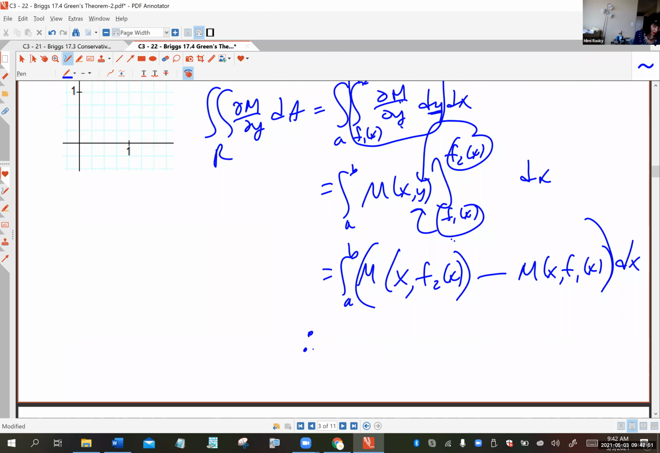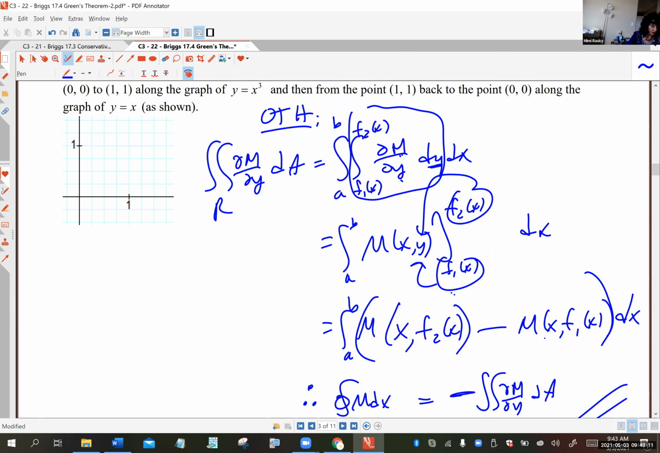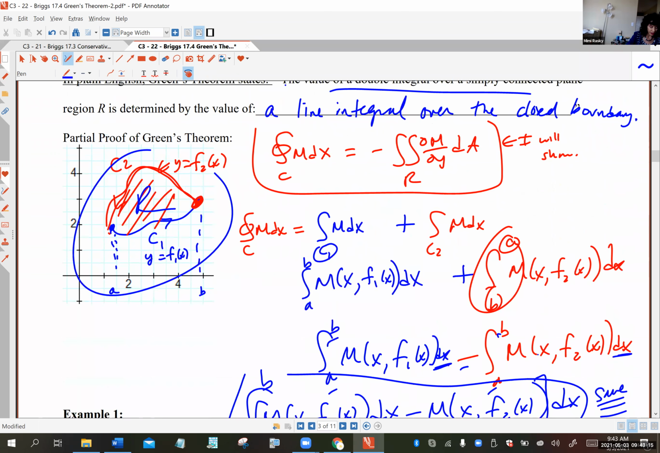So therefore, we can conclude that the line integral, M dx, is equal to the opposite of the double integral, dM/dy. So I'm done with the proof. End of story. You can do the ends in a similar way, but the ends actually don't have a negative, they end up equaling each other. Then you can add it all together and get your Green's result. So there's your proof.